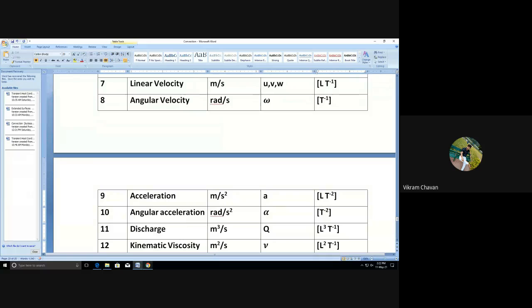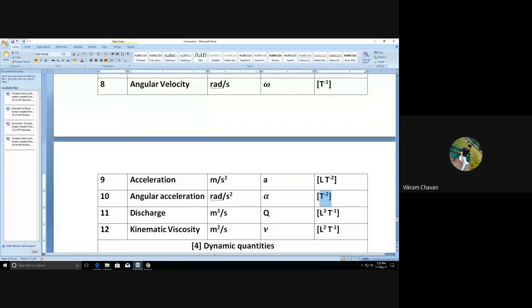Then angular acceleration. Angular acceleration SI unit is radian per second square. Symbol is alpha, and only one fundamental dimension is included, that is nothing but t, and its dimension is nothing but t raised to minus 2. Angular acceleration dimension is t raised to minus 2.